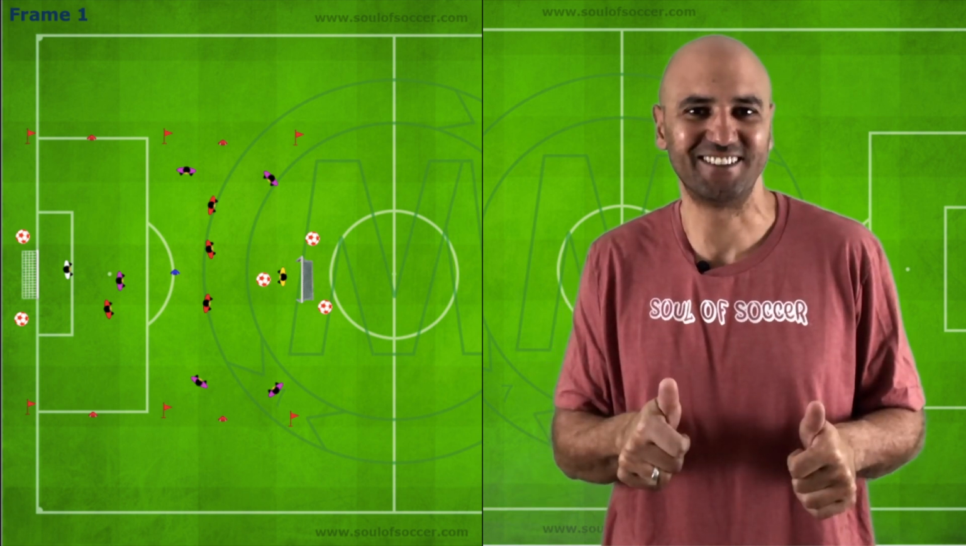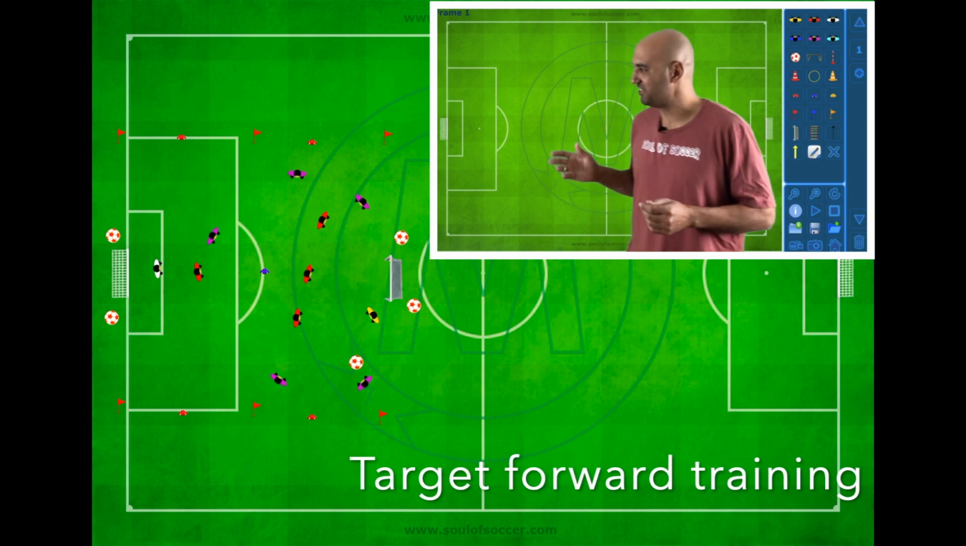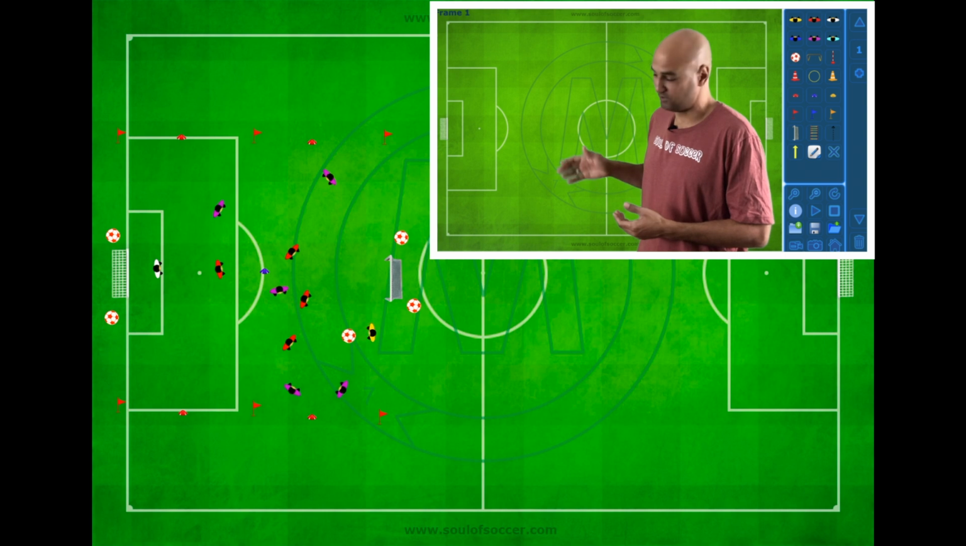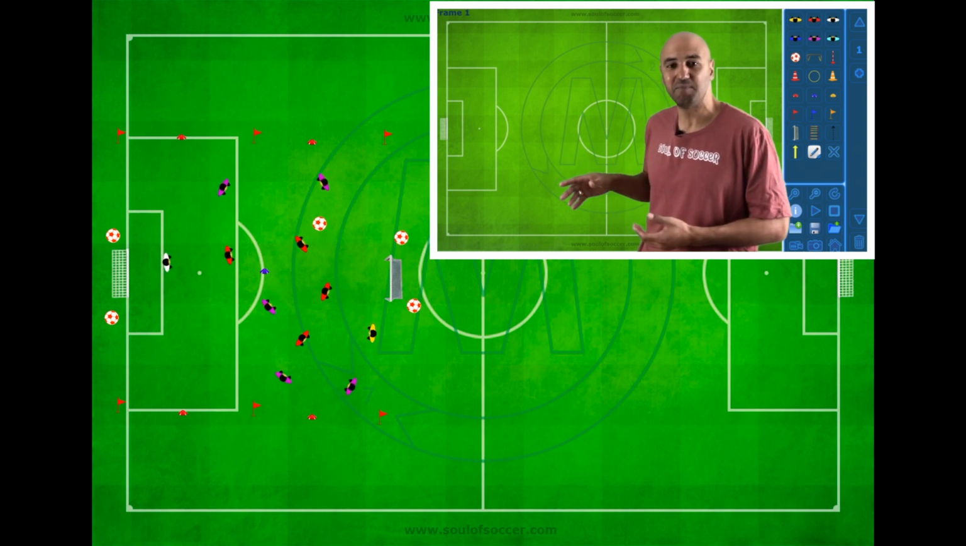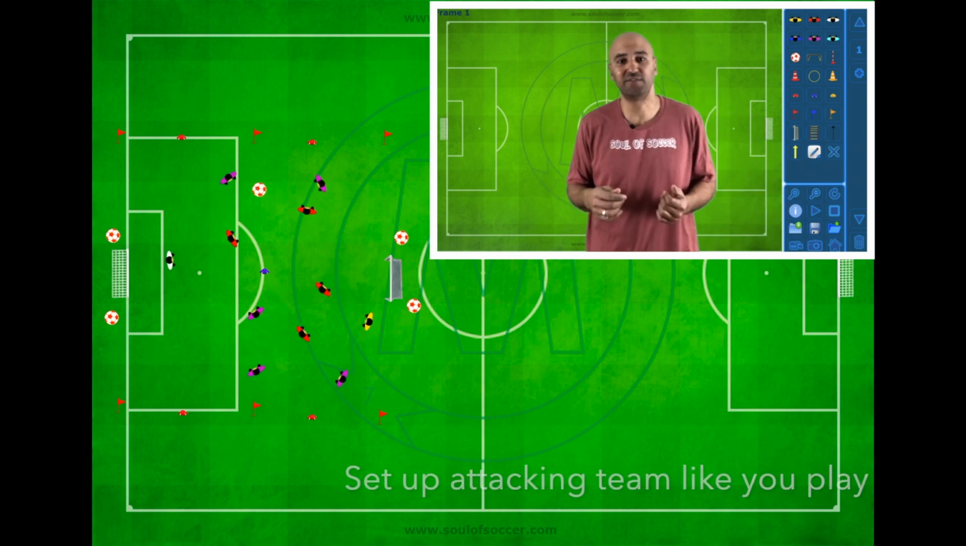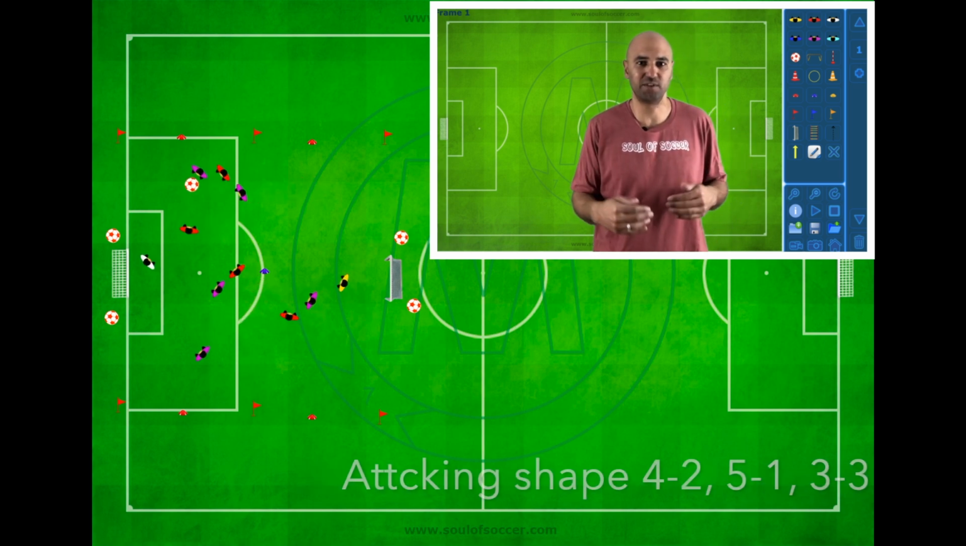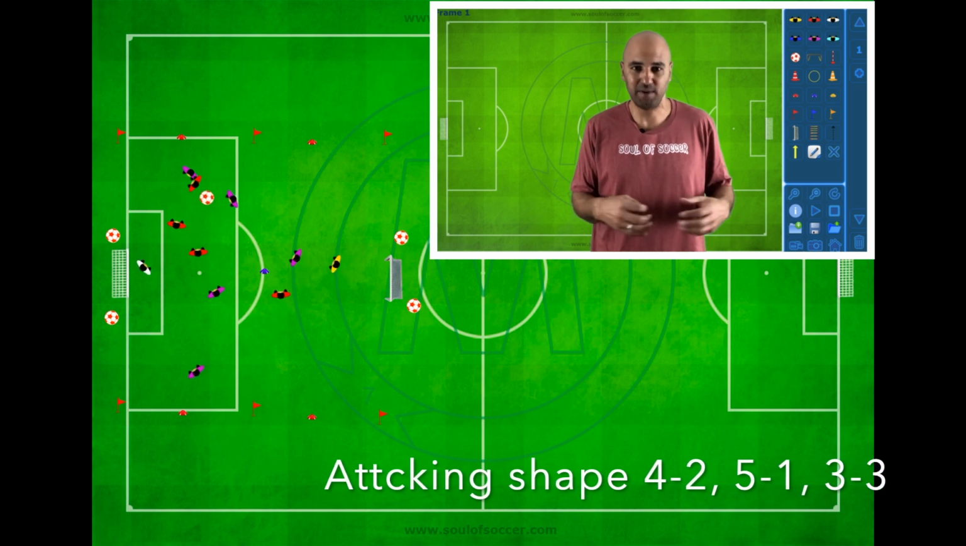Check it out. So let's take a look at the session. The session is a 6v5 attacking session with a numerical advantage for the attacking team, so they have a numerical advantage in the offense. We haven't placed any restrictions on when the team can cross over the midfield line or the amount of touches that they have.